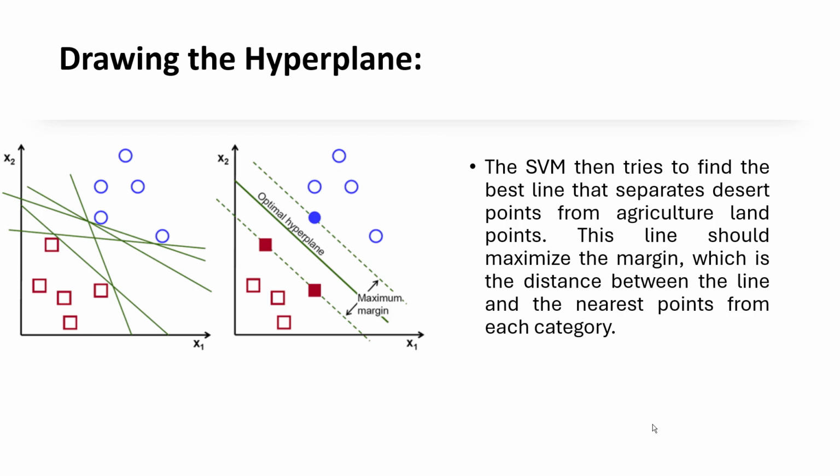So imagine there is a drawing of a hyperplane. These are the different categories defined by the SVM. The SVM tries to find the best line that separates desert points from agricultural land points. This line should maximize the margin, which is the distance between the line and the nearest point from each category. The distance of a point from this line matters for which class it goes into. Let's say I will explain in the next slide.